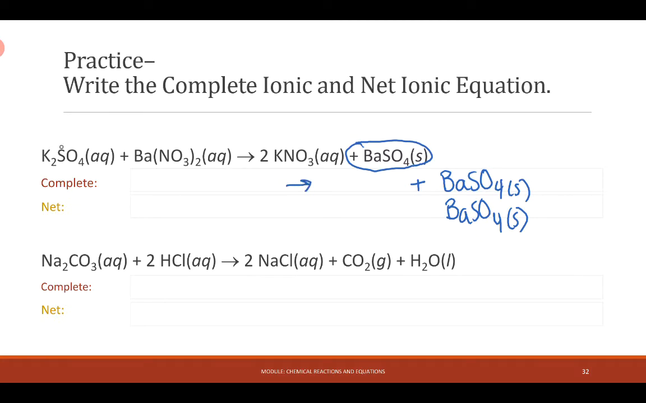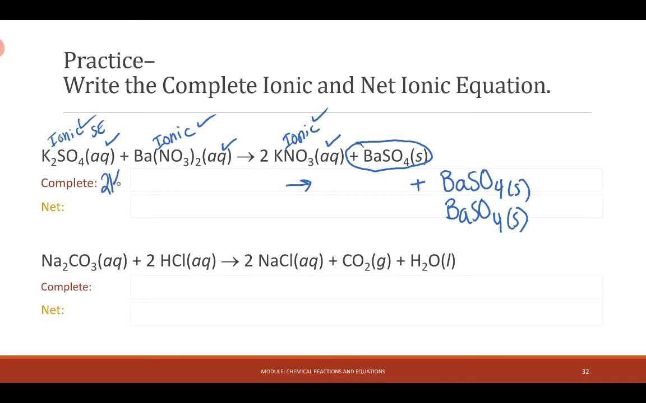For the rest of it, I have to identify if all of these are aqueous and if they're strong electrolytes. All of the remaining compounds are aqueous, and so now to decide if I'm going to ionize them, I have to see if they are strong electrolytes. This is ionic, and so it is going to be a strong electrolyte. Barium nitrate is also going to be ionic, and potassium nitrate is also going to be ionic. I know that because it's made out of a metal and one of my polyatomic ions. So all of these are going to be strong electrolytes and they're aqueous. So all of these compounds are going to need to be ionized.